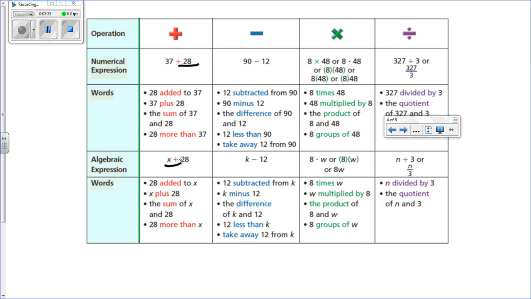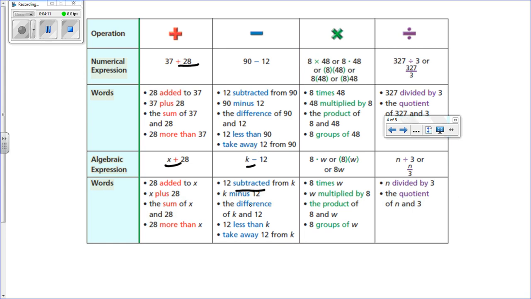Then we have the operation of subtraction. 90 minus 12 is our numerical expression. 12 subtracted from 90, 90 minus 12, the difference of 90 and 12, 12 less than 90, take away 12 from 90. Then the algebraic example where we have k as our variable: k minus 12, 12 subtracted from k, the difference of k and 12, 12 less than k, take away 12 from k.